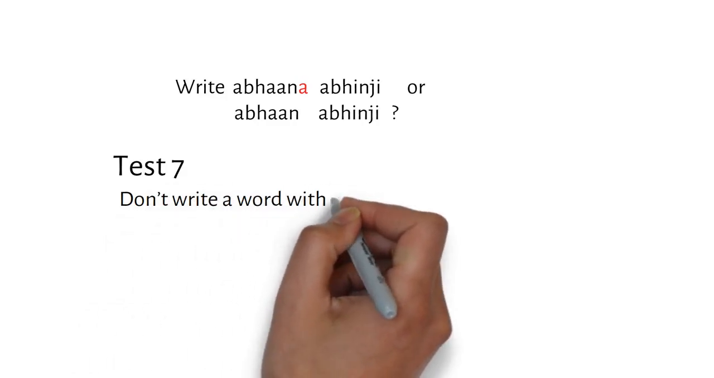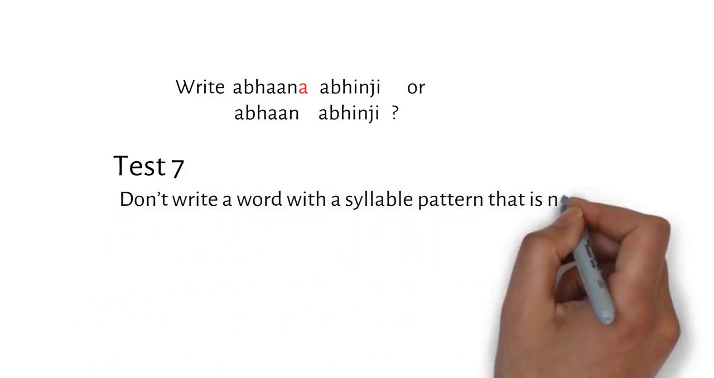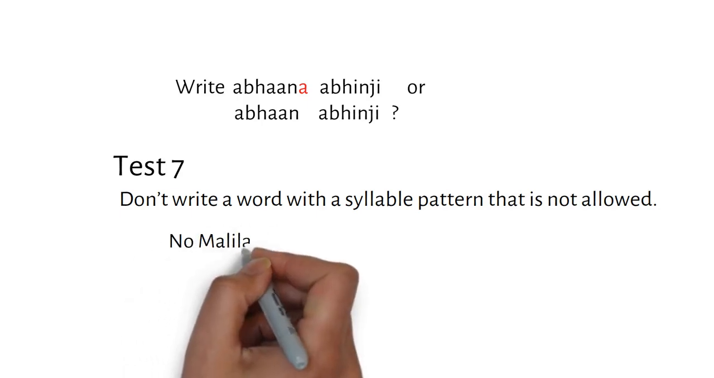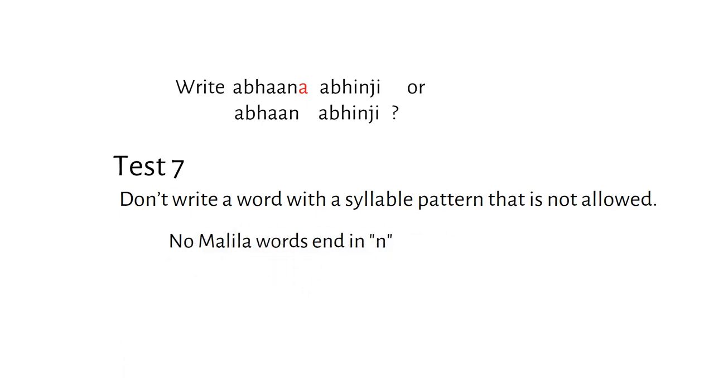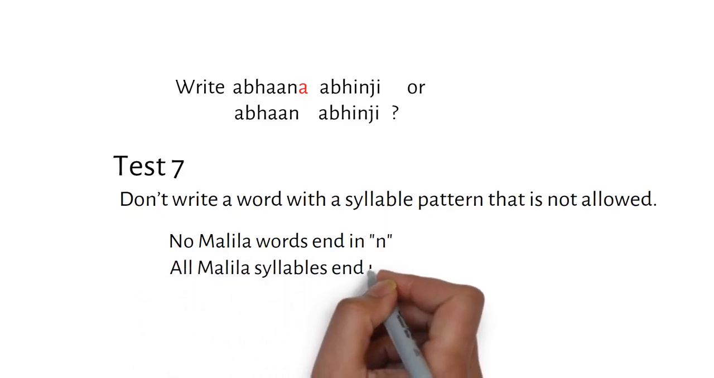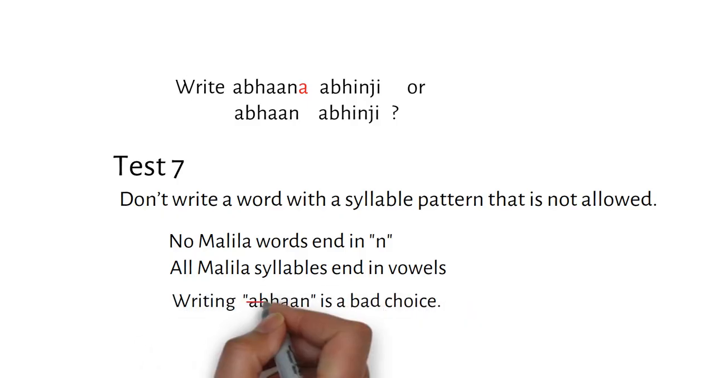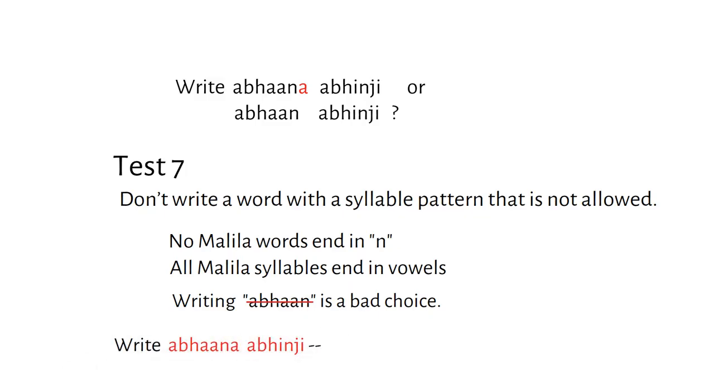Test 7. Don't write a word with a syllable pattern that is not allowed in careful speech. There's never a Malila word that ends in N. Actually, all syllables end in vowels, and all words end in vowels when you pronounce them carefully. So, writing aban is a bad choice. So we want to write it like this, with separate words and writing that vowel.